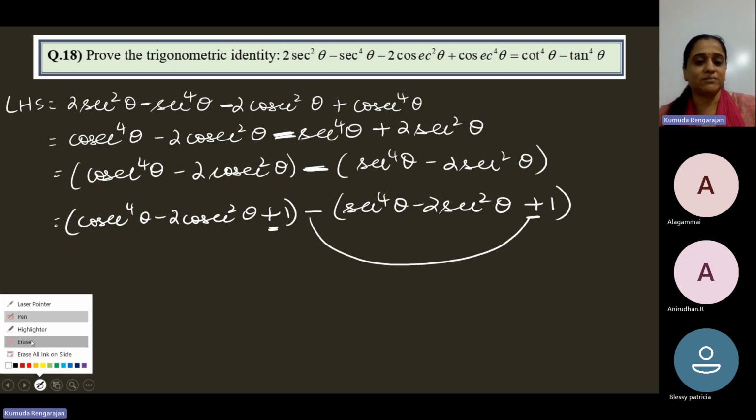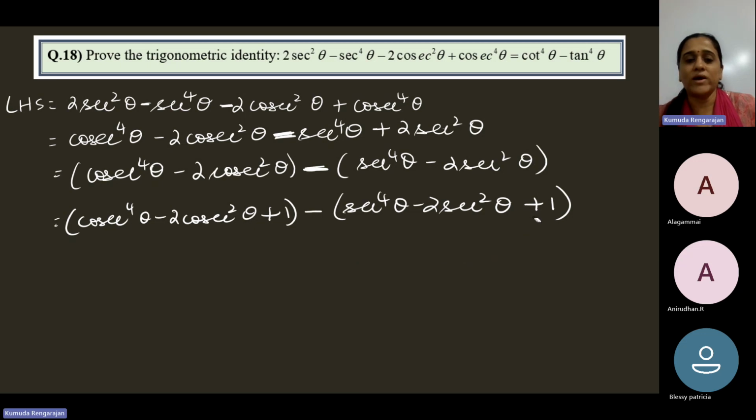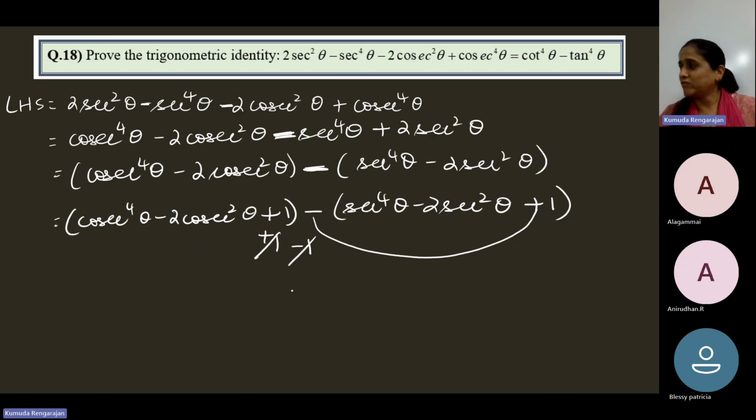So this is the next step. You just add 1 in both the brackets. So here we have plus 1. Here this minus into plus minus 1. So plus 1 minus 1 is 0. So you have not done any change.